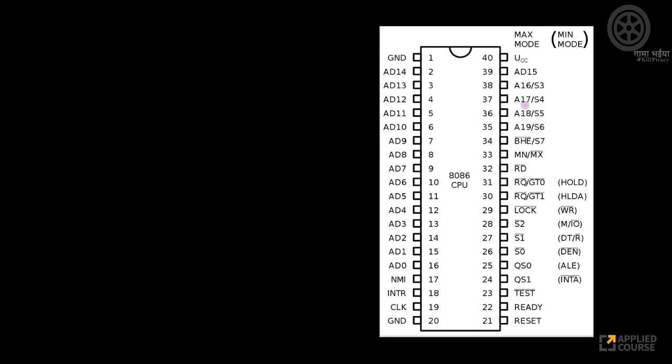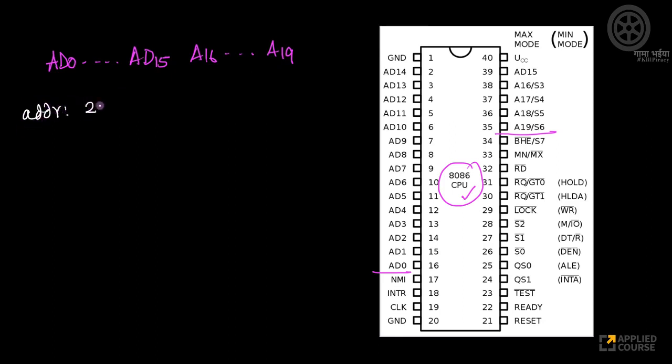Now if you look at the 8086 processor, this is another very popular processor. Let's look at what it has. It has AD0 to AD15, and after AD15, it has A16 up to A19. So what is the size of the address of the 8086 processor? 20-bit address, right?